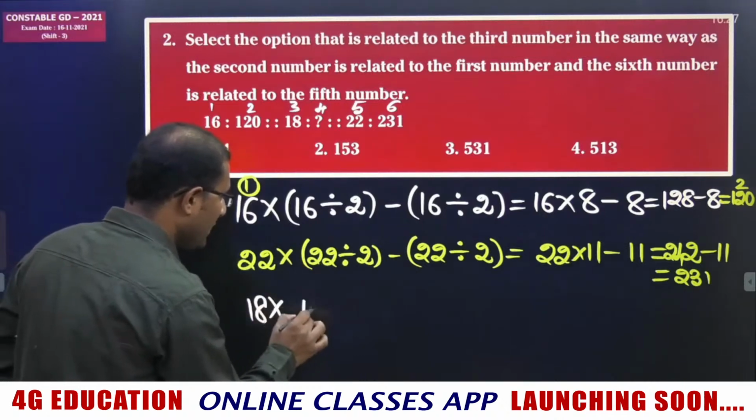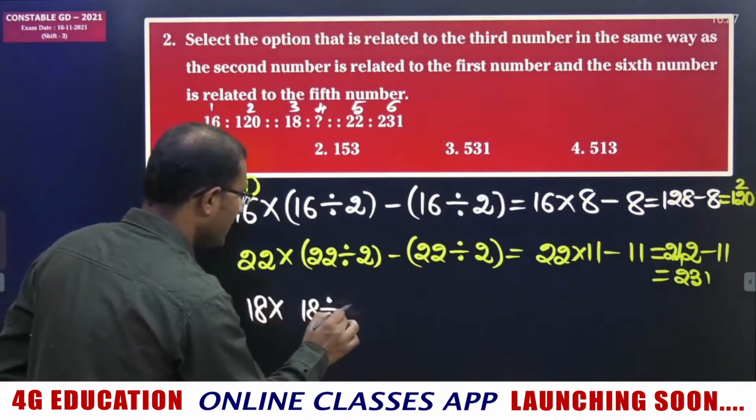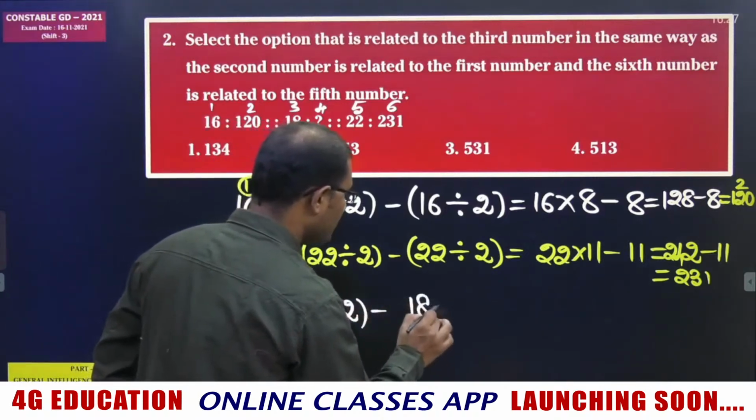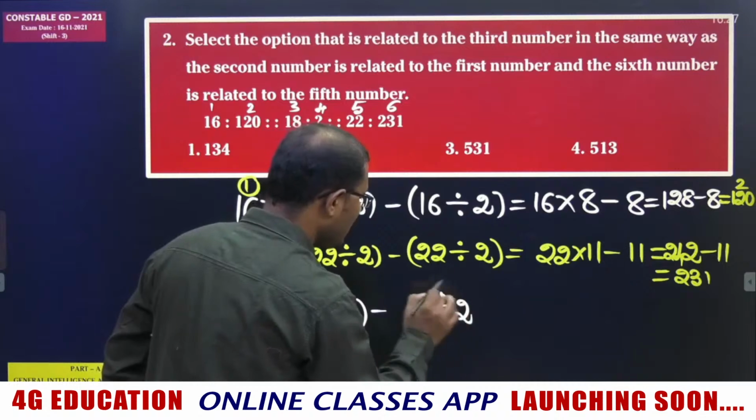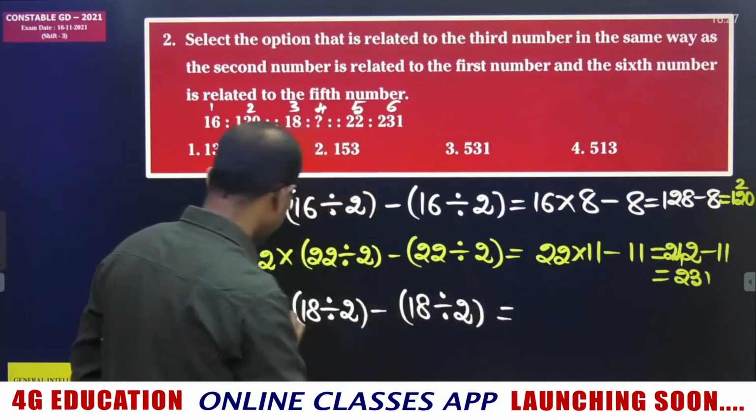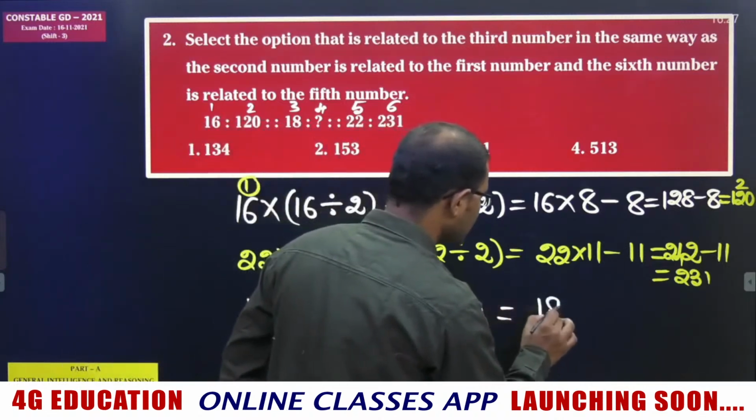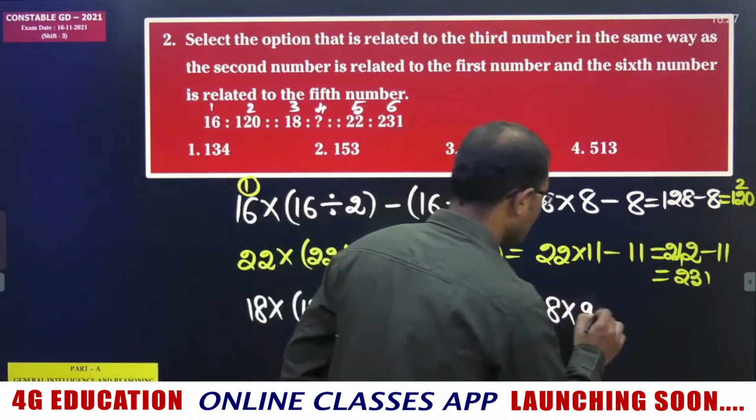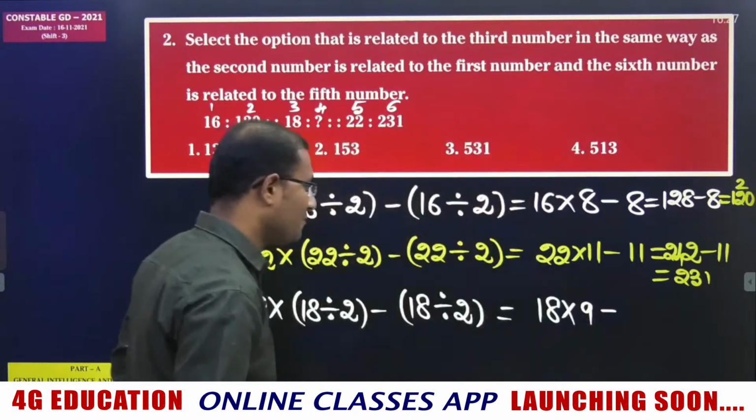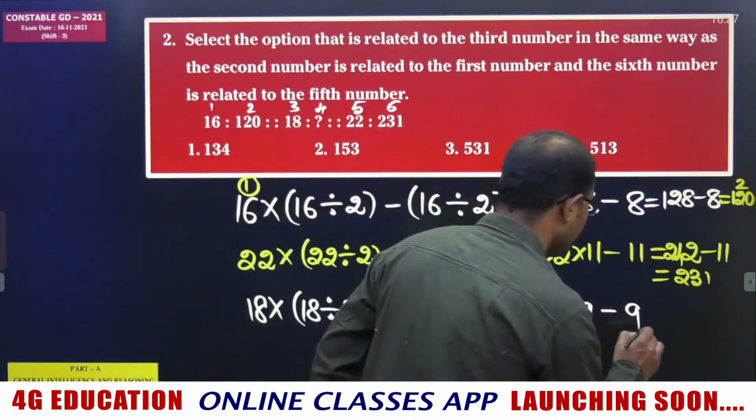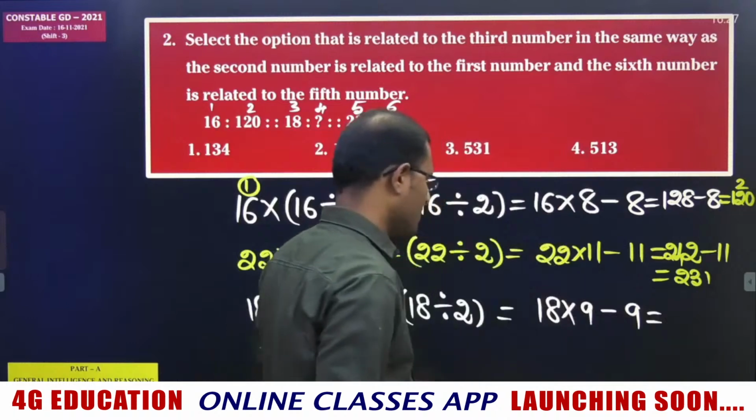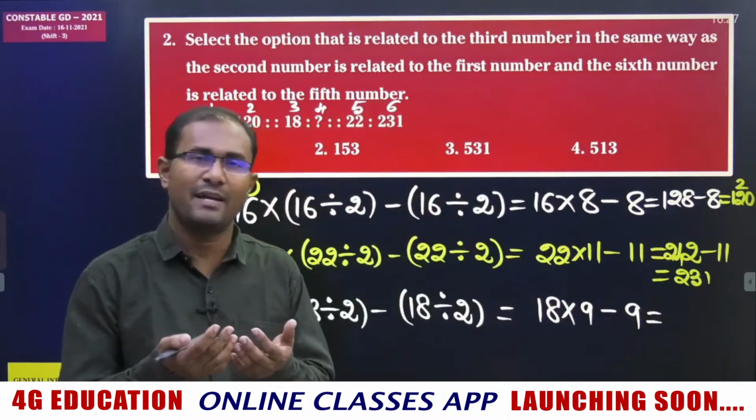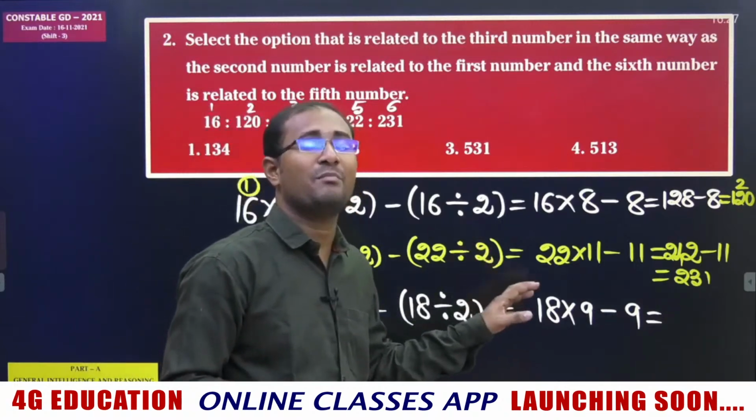18 into 18 half, minus 18 half. So here 18 into 9, since 18 half is nothing but 9. So this would give you 18 into 9, which means 18 into 10 minus 1. We can apply like this, 18 into 10 minus 1.